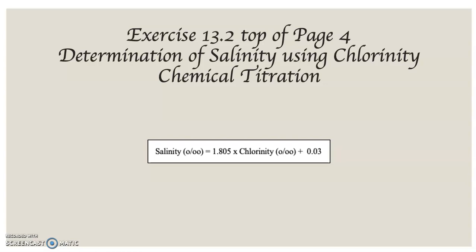Notice the formula is this: salinity, which is parts per thousand, equals 1.805 times chlorinity in parts per thousand plus 0.03. That's the formula. In other words, we're going to take 1.805 times whatever the chlorinity is in parts per thousand, add 0.03, that will give us salinity.